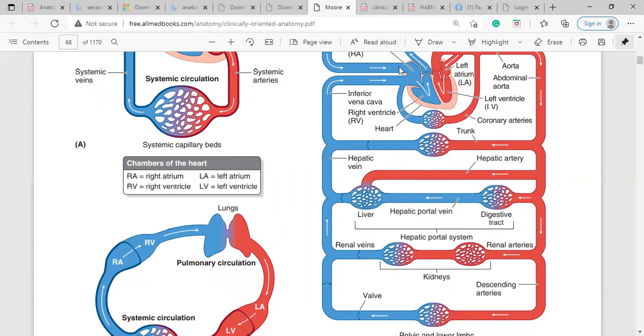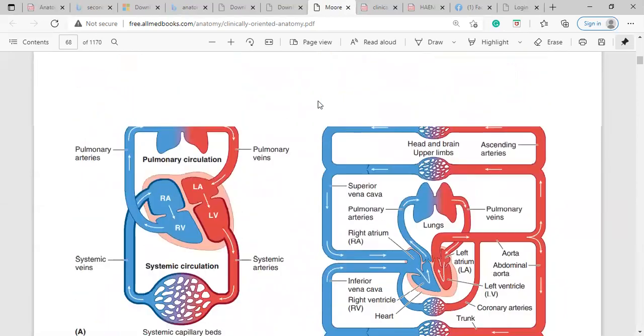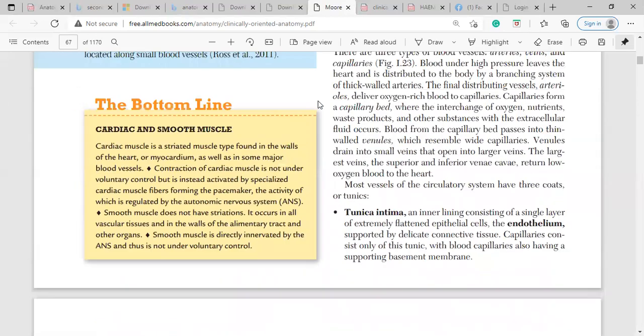The largest veins in the body are called the vena cava. The one coming from the upper part of the body is called the superior vena cava, and the one coming from the lower part of the body is called the inferior vena cava. So that is what you need to know about the veins. But what kind of blood do the superior and the inferior vena cava carry? Oxygenated or deoxygenated? Deoxygenated blood. So the largest veins are the vena cava, and they carry deoxygenated blood.